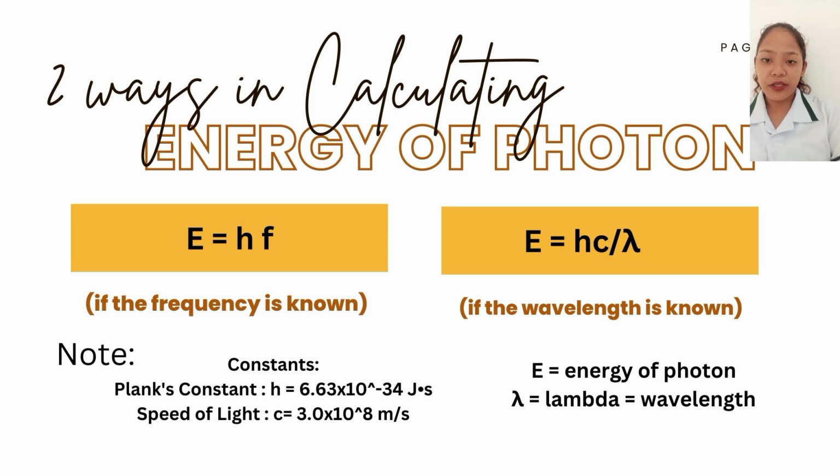The constant values here: Planck's constant is equal to 6.63 times 10 raised to negative 34 joule-seconds. The second one is the speed of light, which is equal to 3.0 times 10 raised to 8 meters per second.